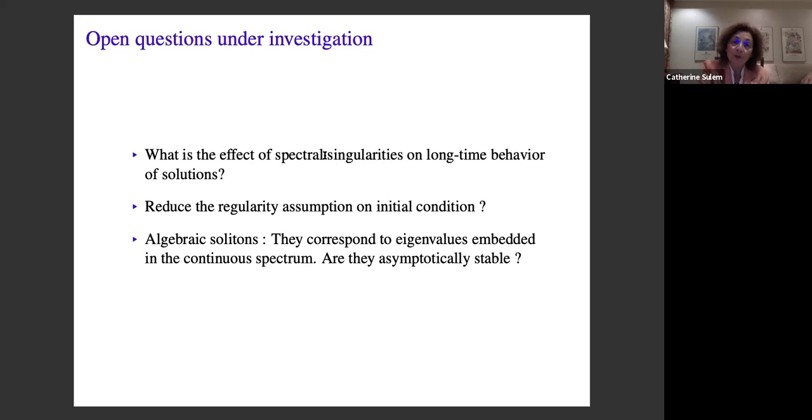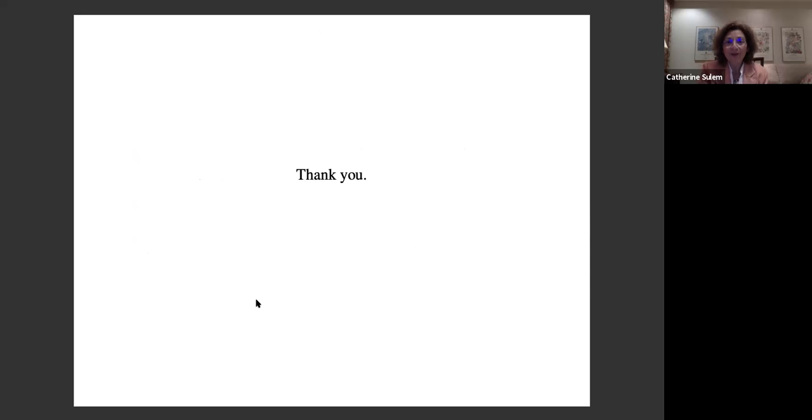So we know the solution exists for all time, but what are their effects on long time behavior of solutions? Is it possible to reduce the regularity assumption on the initial condition? We had solutions in H^{2,2}, so we assume quite some smoothness and decay. And finally, something that we're not yet able to address is what can we say about the algebraic soliton? Are they asymptotically stable? And from here, I will just thank you very much for your attention.